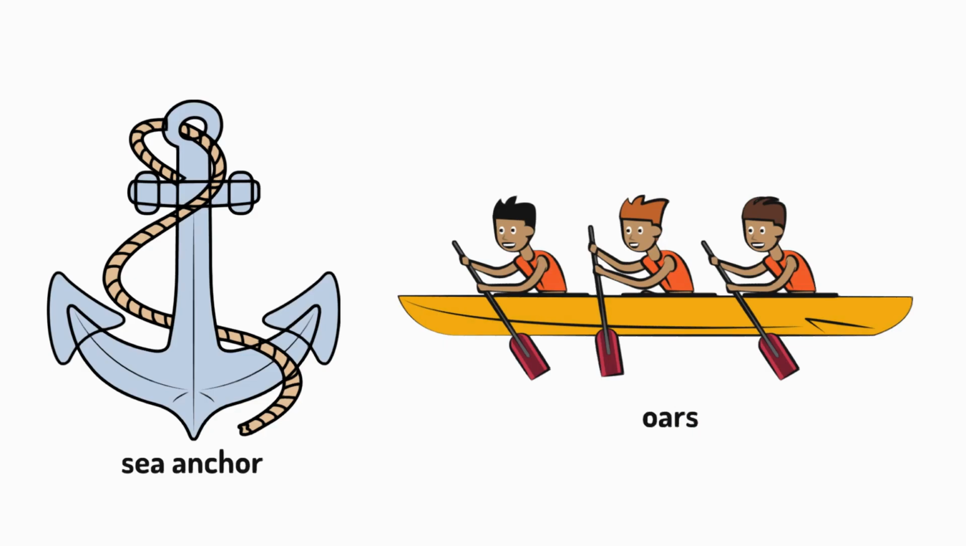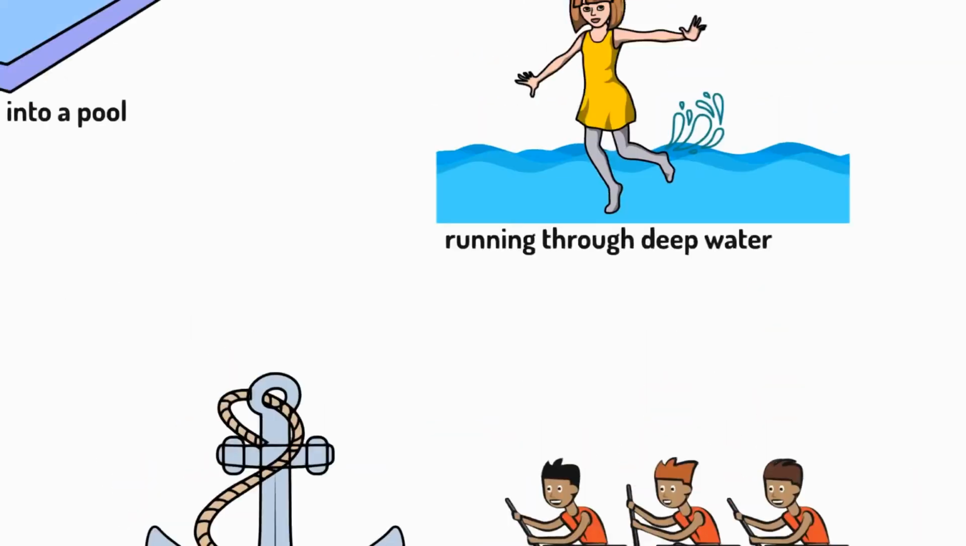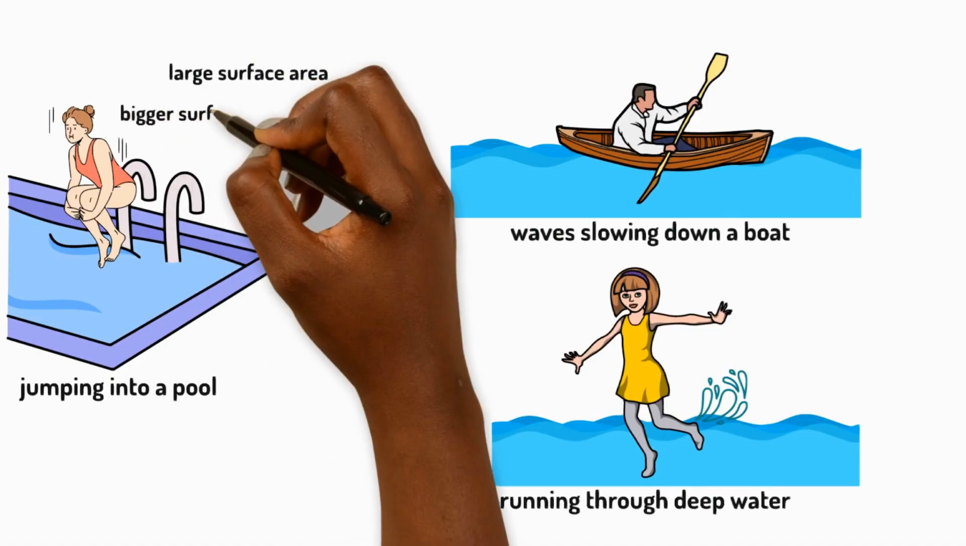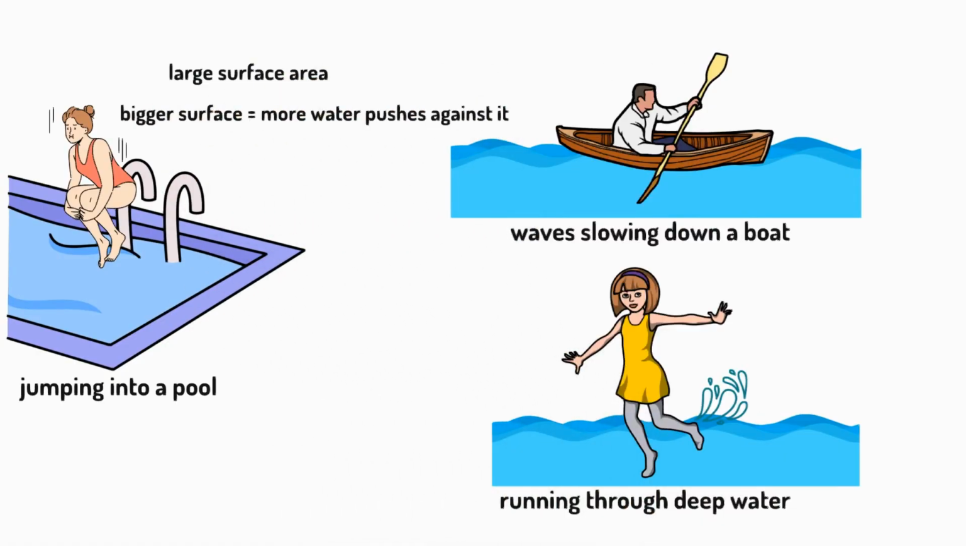These objects all have a large surface area. A bigger surface means more water can push against it. More push means more water resistance, and so these objects slow down.